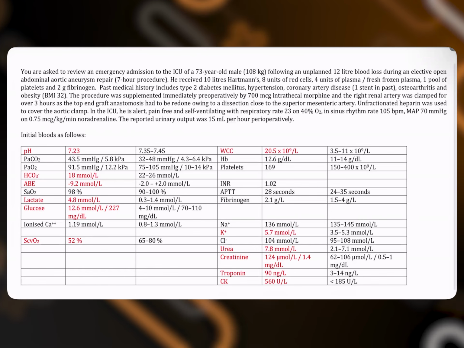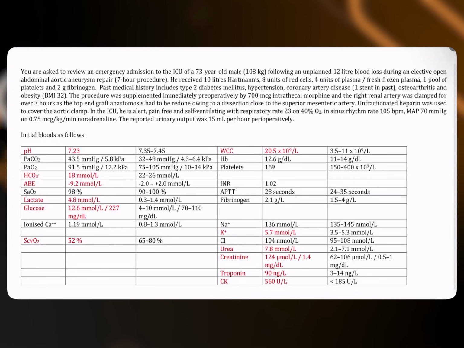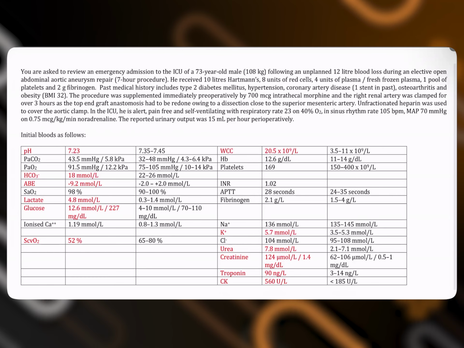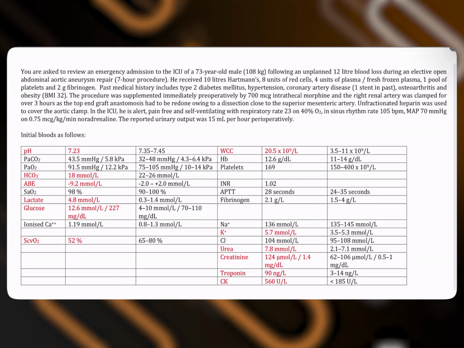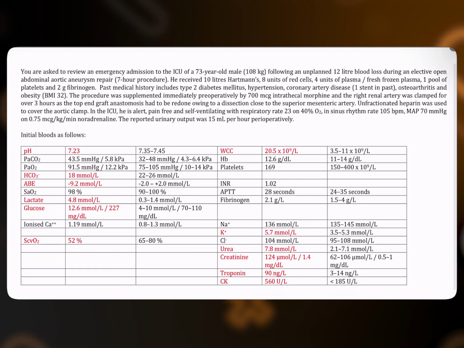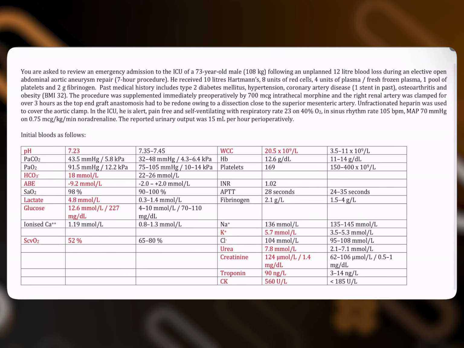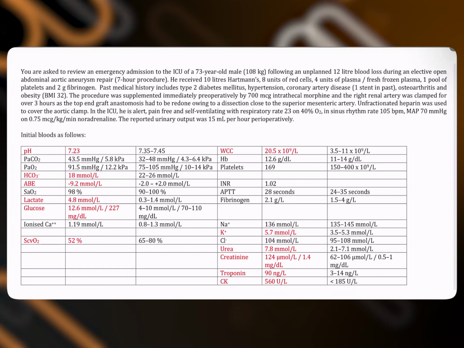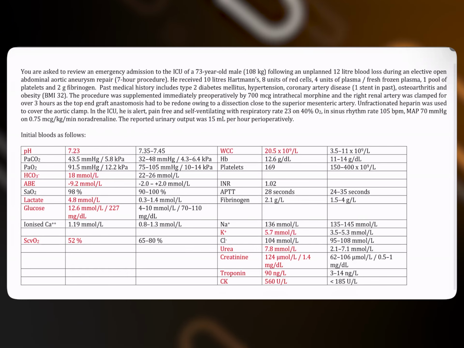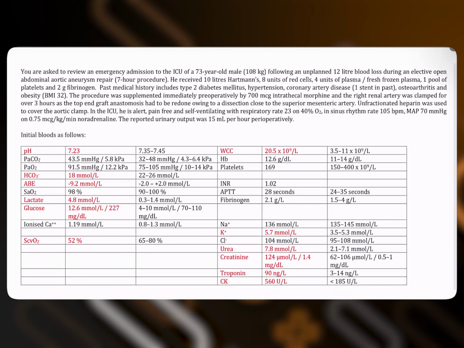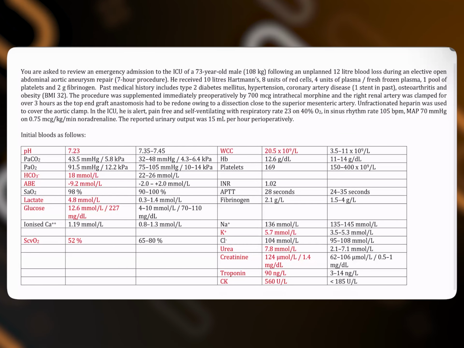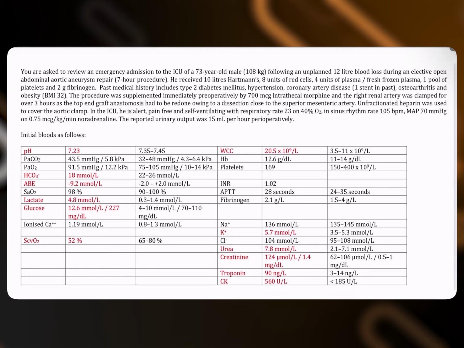High anion gap metabolic acidosis, hypoxemia, hypotension and shock, hyperkalemia, acute kidney injury, and elevated CK levels, troponins are high, hyperglycemia. Okay. So this is the way to answer.